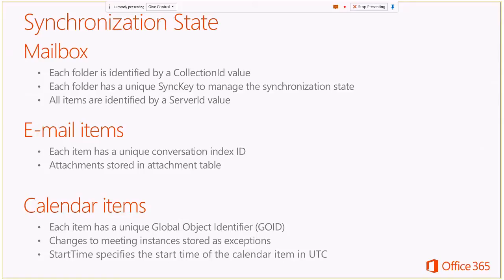When you do make changes to a meeting, those changes are stored as exceptions in a separate table for the calendar item. And then the start time specifies the start time on the calendar item in UTC. I bring this up because when we look at logs, when there are exceptions, you'll see an exception start time and a start time. The start time is always the start time for the appointment. The exception start time will be the original start time.